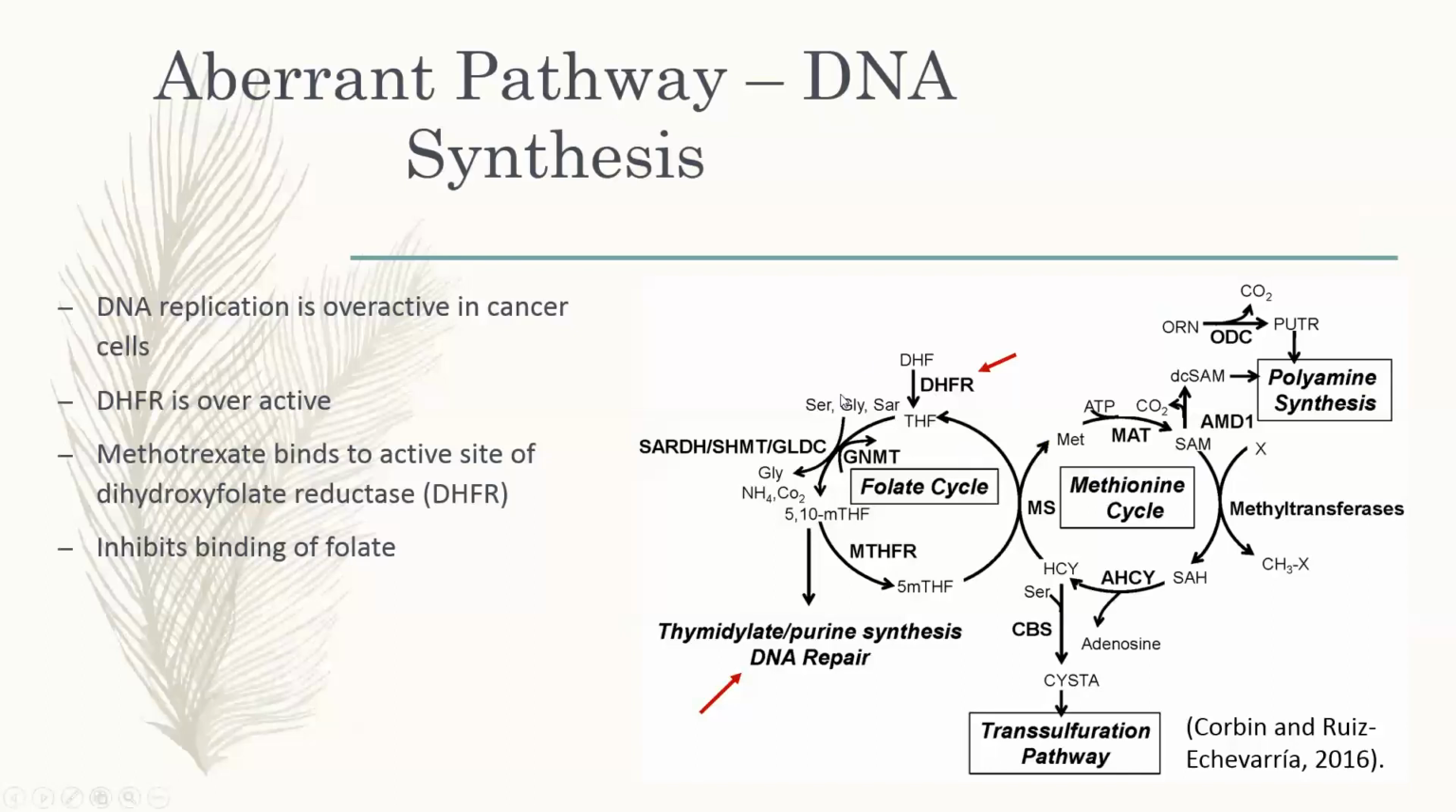So in normal cells, this pathway occurs at a normal rate, per se. However, in cancer cells, the folate cycle is overactive. So this drug actually reduces how active the folate cycle is and leads to less DNA repair and eventually cell death.